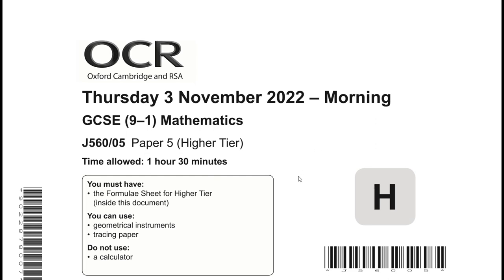This is the OCR GCSE 9 to 1 Maths paper 5 from the November 2022 series, and this paper is a non-calculator paper.